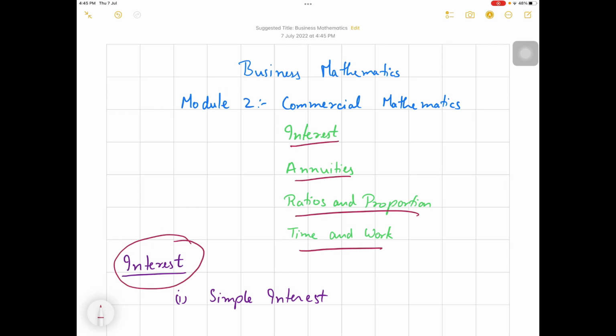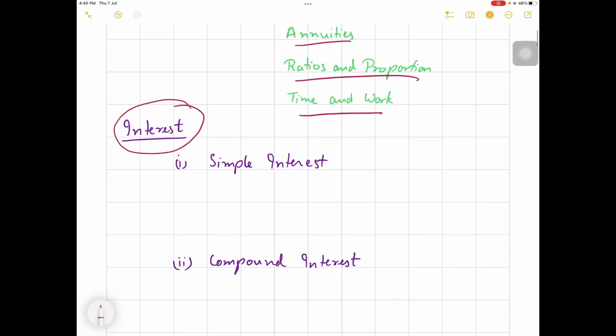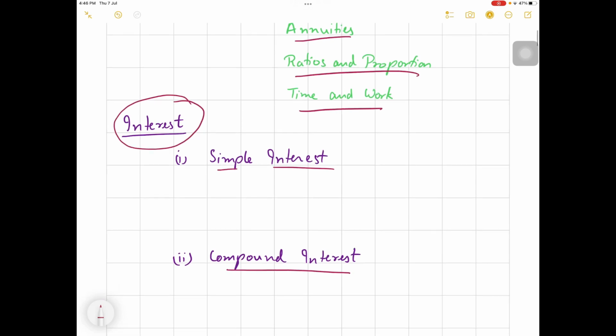Interest we have already studied in school. We'll just revise what we have studied. There are two types of interest: one is simple interest and one is compound interest. Simple interest is interest which is earned on the principal amount only, and compound interest is interest which earns interest on principal as well as you earn interest on interest, right?